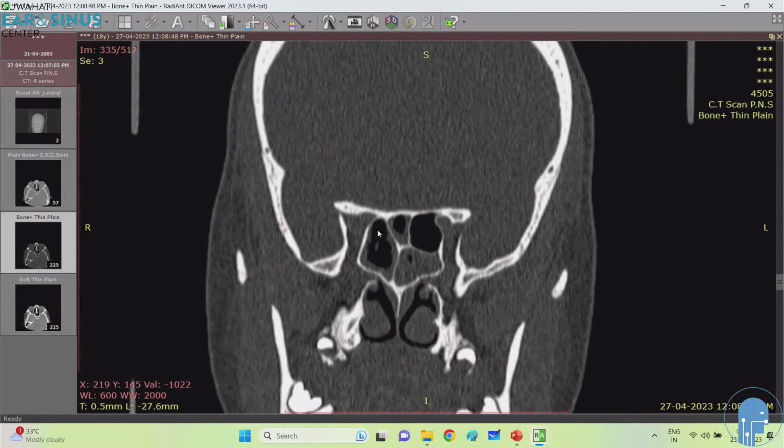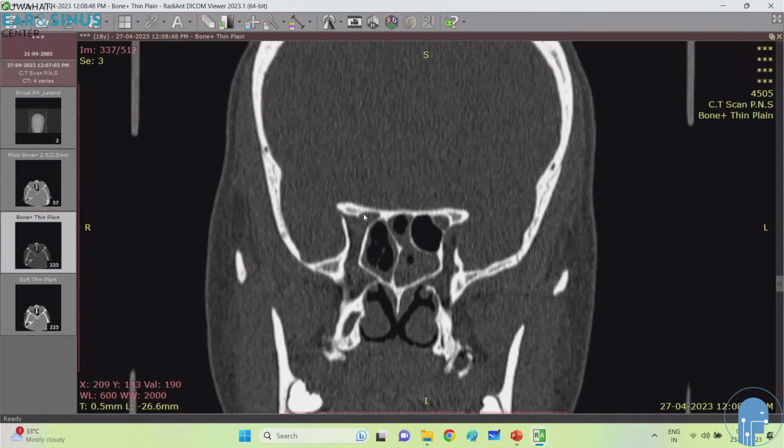So we are coming to the proper sphenoid sinus. This is the clinoid process.